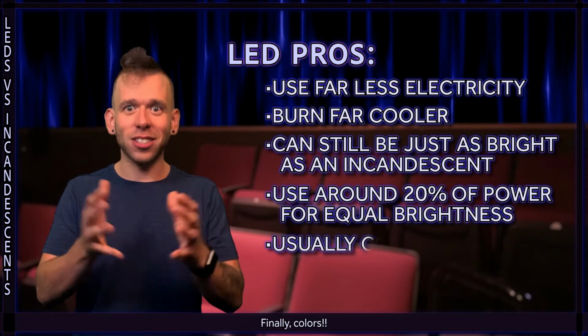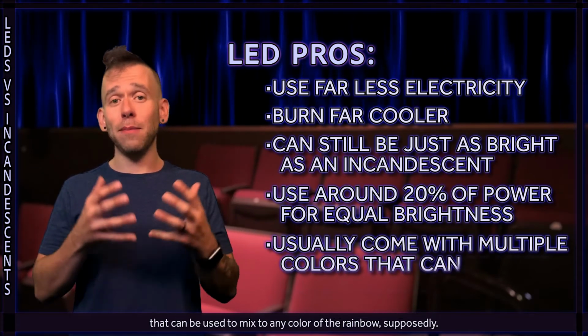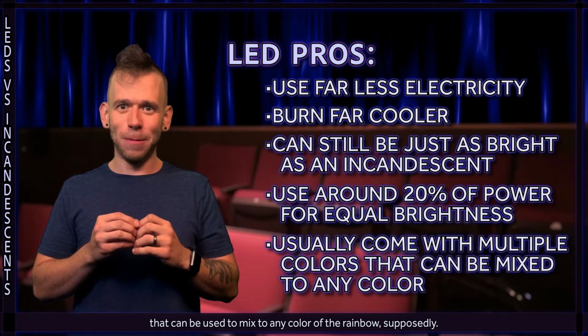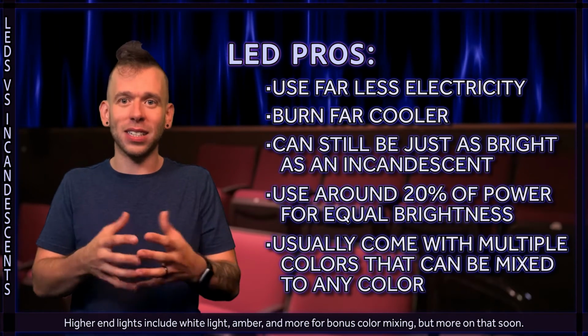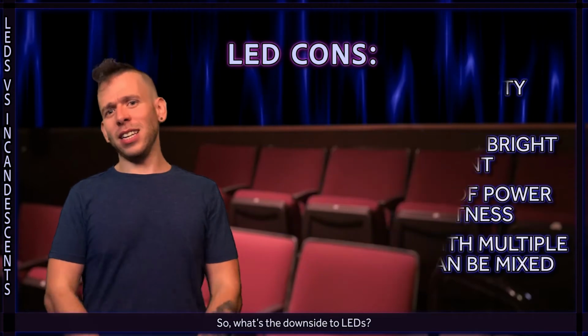Finally, colors. The most basic LEDs come with red, blue, and green diodes that can be used to mix any color of the rainbow, supposedly. Higher-end lights include white light and amber and more for bonus color mixing, but more on that soon. So what's the downside to LEDs?